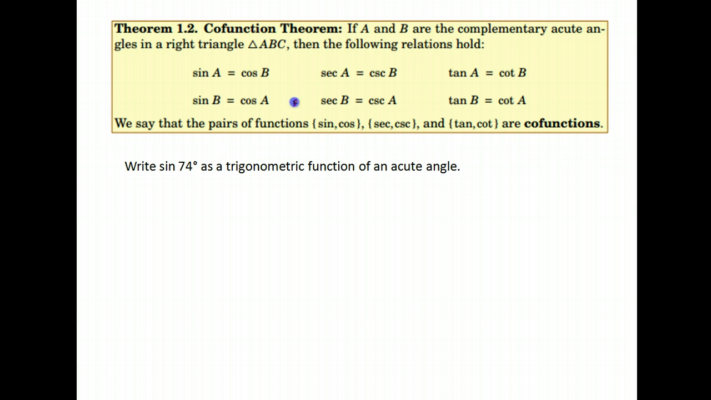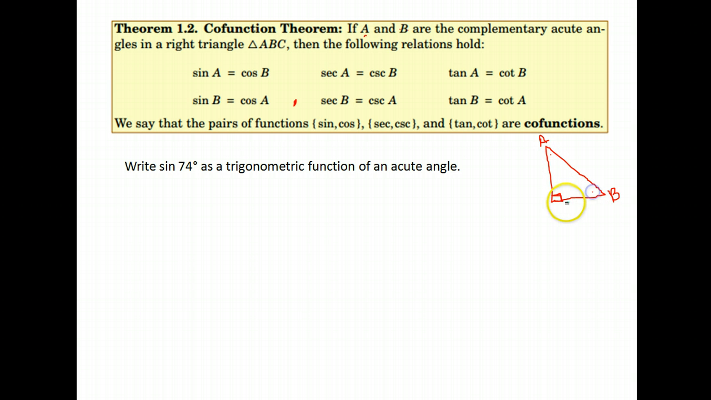Okay, so the cofunction theorem says that, and we saw this when we did sine, cosine, and tangent for angles A and B in the same triangle. It says if A and B are complementary acute angles, which means they add to be 90. And that happens because, remember, in a triangle, all the angles add to be a total of 180. So if you have a right triangle, which is what we use our trigonometric functions with, for right triangle trigonometry.